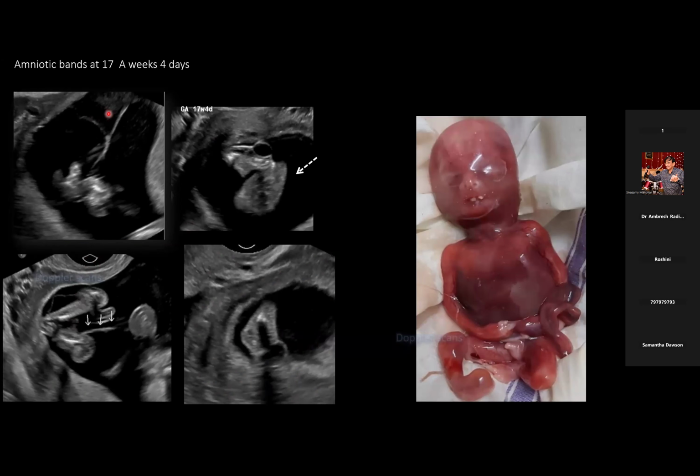You can see thin linear echogenic bands radiating to the fetus. And here you can see edema in the dorsum of the foot, and the toes are not visualized. So this is the post-abortal picture confirming the diagnosis. You can see a constriction band here at the thigh, and dorsum of the foot is swollen, and the toes are amputated. There are no toes.